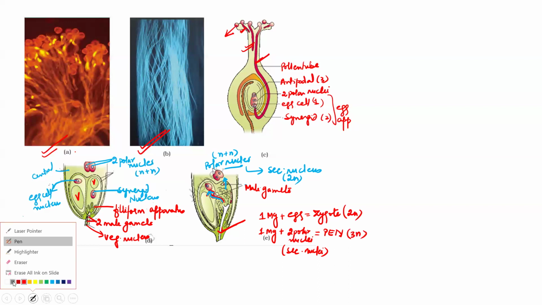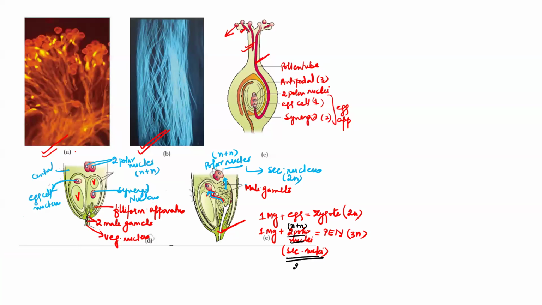Again, let me highlight one important point. If they give you polar nuclei, you should know polar nuclei ploidy is haploid. But secondary nucleus ploidy is diploid. Clear? So which leads to the double fertilization.